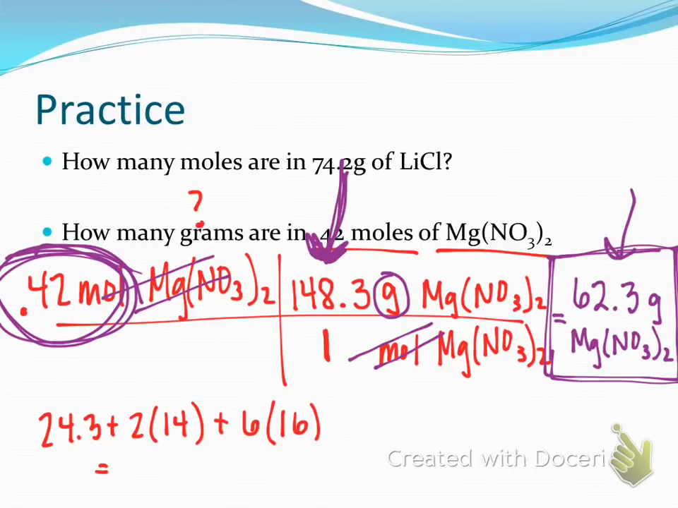Yeah, half of 150 is 75, right? So a little under half could be in the 62 range. If we would have ended up with 400 grams, we would have known we did something wrong, because half a mole would not give us 400 grams of this compound. Okay, does that part make sense?